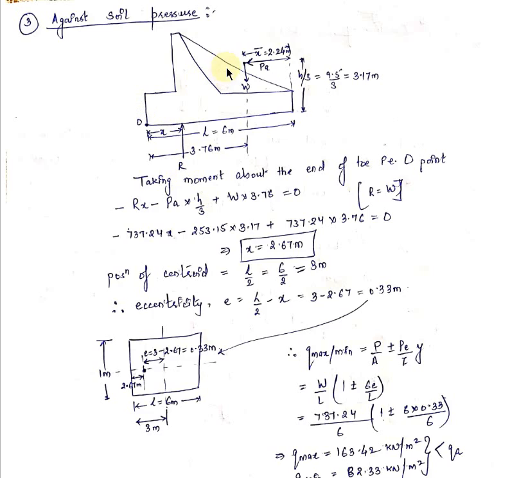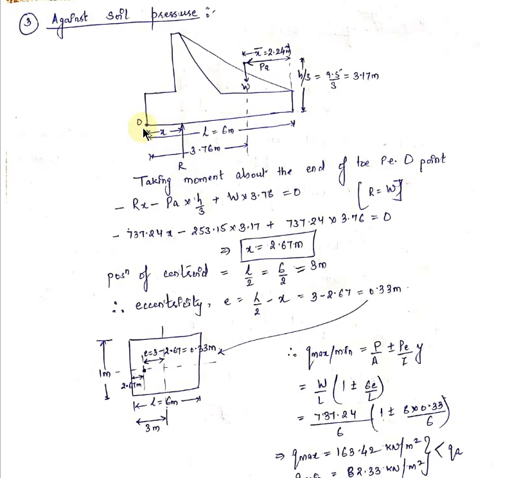See, whenever the total weight, that is the weight of the soil and the weight of the retaining wall, acts in the downward direction, the soil exerts a vertical reaction in the upward direction. So that upward soil reaction, the resultant soil reaction, is capital R. And suppose this capital R is acting at a distance of small x from the end of the toe.